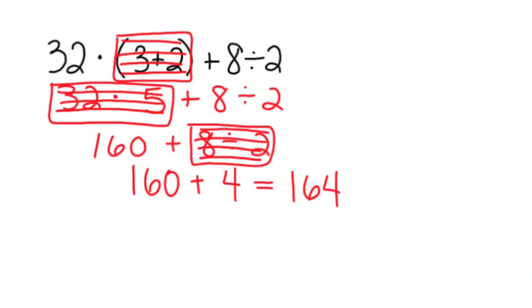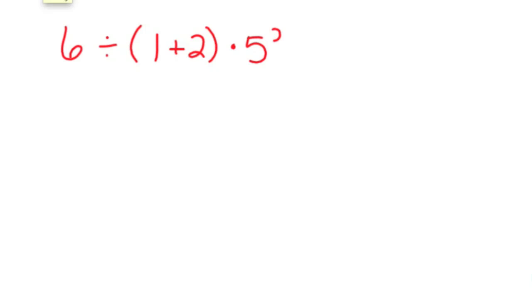So now to the next problem. The next problem you're going to copy down is 6 divided by the quantity 1 plus 2 times 5 to the second power minus 25. So copy down the problem, hit pause if you need to, and then hit play when you're ready to continue.